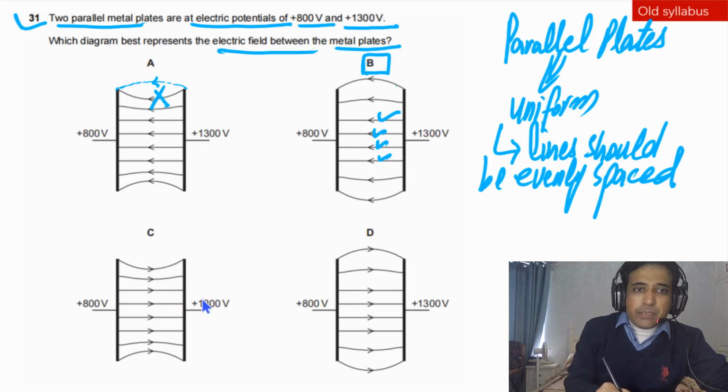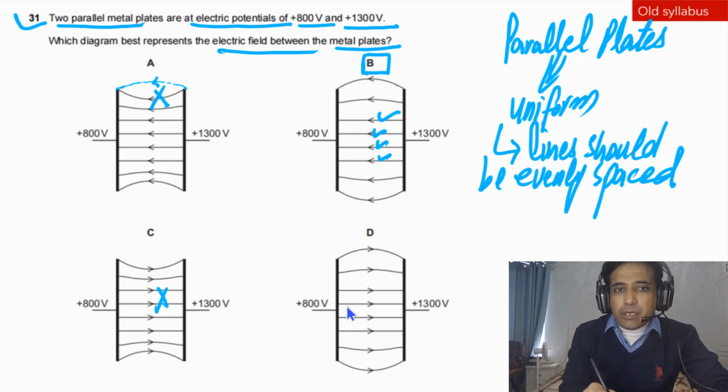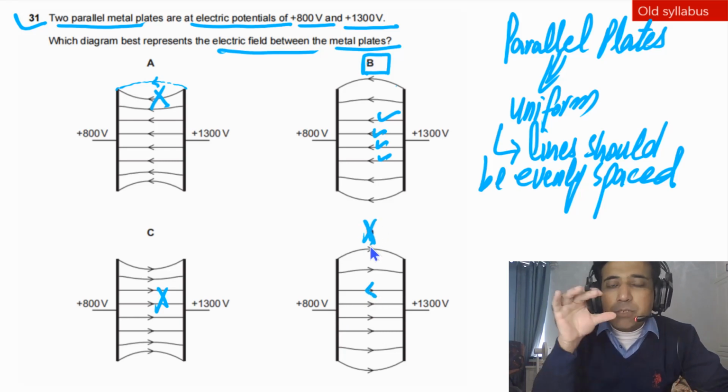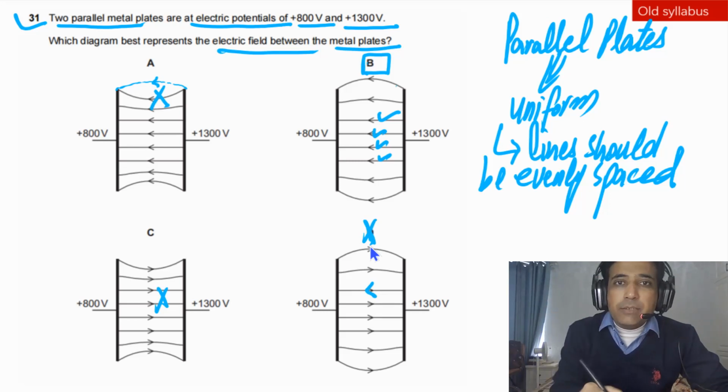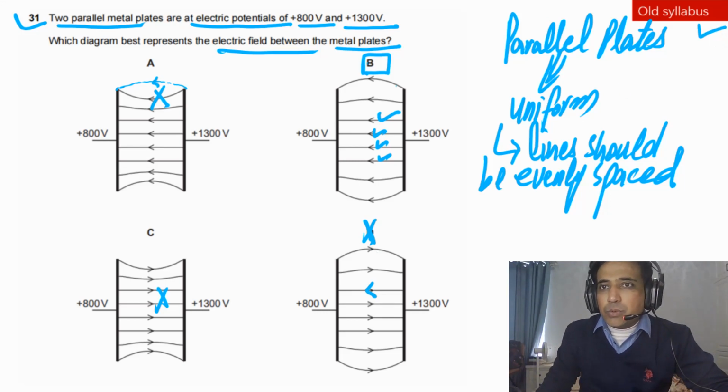And if you look at this one, lines have to start from high potential to low potential, so that's the reason this one is incorrect. Direction is incorrect. And if you look at this one, high potential to low, this direction is incorrect, so this is also not the answer. But this question is not part of the new syllabus, this is from the old syllabus, and I hope this question is clear to you.